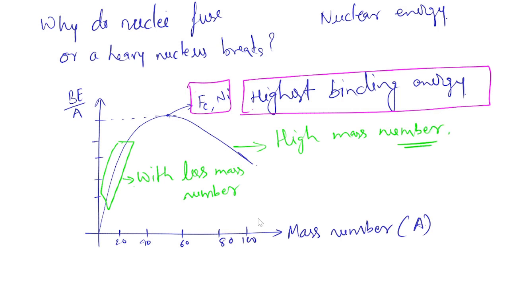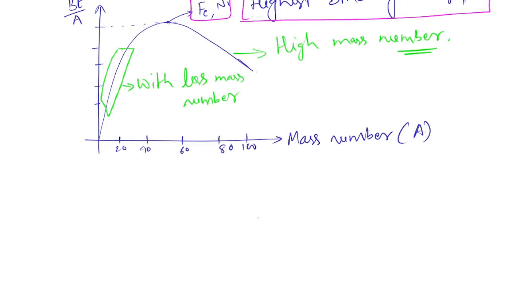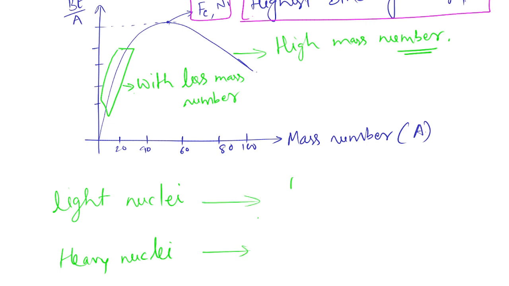So you can see the light nuclei, and the very heavy nuclei have low binding energy. Low binding energy per nucleon.